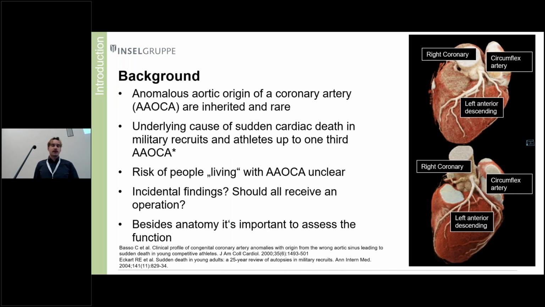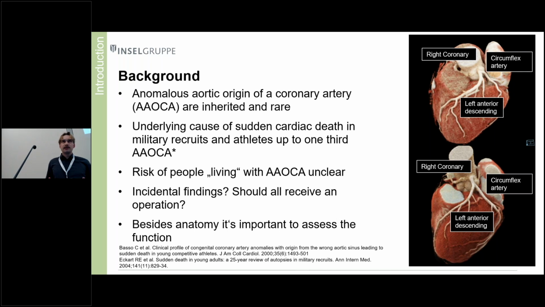Anomalous aortic origin of the coronary artery, or AOCA in short, is an inherited and rare disease. Can you see the mouse? No. Then on the top, you can see a normal anatomy where you have the heart muscle basically, and the right coronary that comes from the right side, and the left that comes from the left side. And if you focus now on the image below, you can see that the right coronary comes from the left side, or it could also be the other way around. The left would leave from the right side.